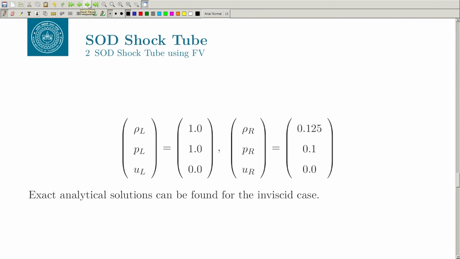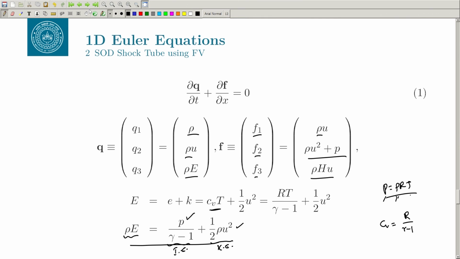Okay, these are the definitions. So, I have taken 1 and 0.125. If you solve in dimensional form, you can take appropriate values. Rho_L you can take maybe 1.25, P equal to 1 atmosphere, and still you can solve it. Here I am taking non-dimensional form. So, rho_L is 1, P_L is 1, U equal to 0. Convert from the primitive to conserved, conserved to primitive, and so on and so forth.